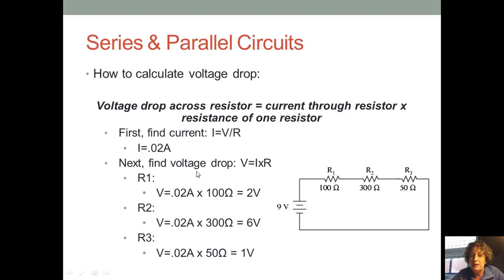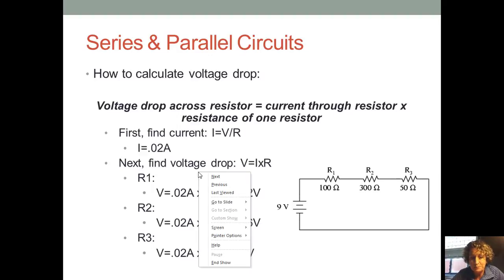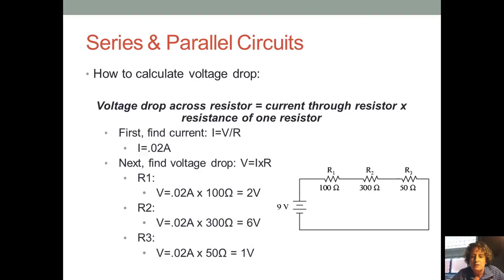Next, what we need to do is find the voltage drop for each resistor. To do that, we're going to use Ohm's law, which states that volts equals current times resistance. Sorry, a little zealous with my clicking there. To find the voltage drop for R1, we're going to take the current, which we calculated to be 0.02.